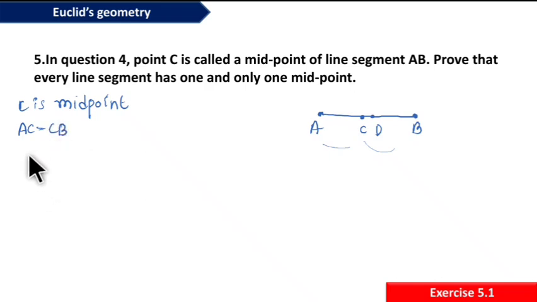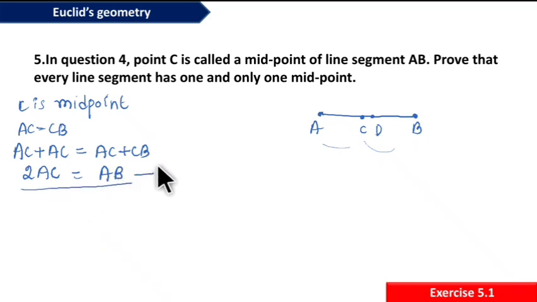Then let's add AC on both sides. When we add AC on both sides, we get AC plus AC equal to AC plus CB. Now AC plus AC is 2 times AC. But what is AC plus CB? AC plus CB is nothing but AB. So consider this as equation number 1.